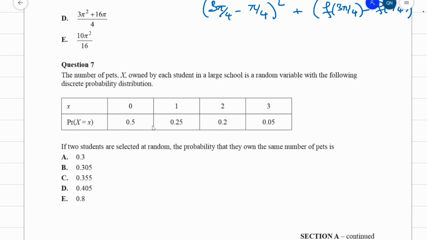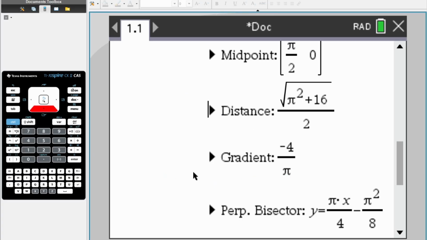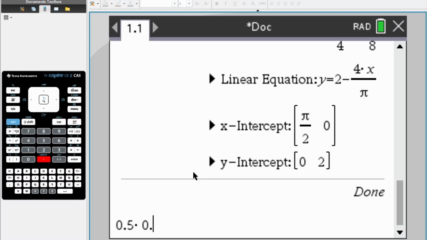Well, if the first student has 0 pets and the second student has 0 pets, it's going to be 0.5 times 0.5. And then same for 1 pet, 0.25 times 0.25, and then plus the others as well. We can multiply the probabilities directly because everything's independent. So the event that one student has 0 pets, let's say, won't affect the probability that another student has 0 pets. And that's the idea. So we just have to type this in over here.